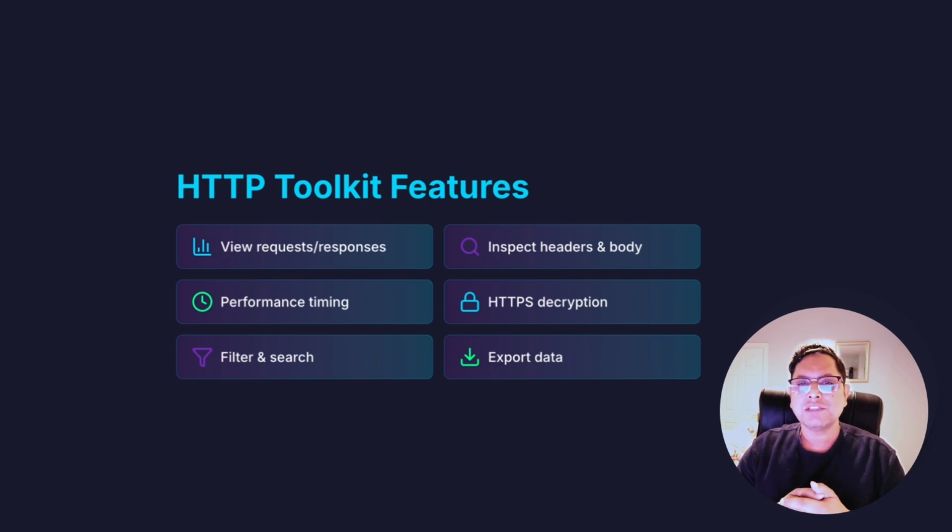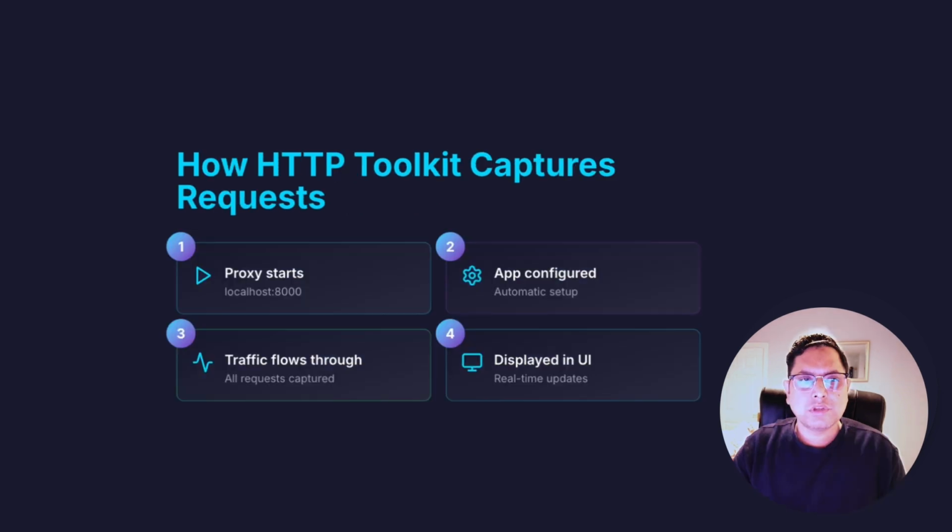Performance timing. We can identify the bottlenecks and optimize the response times. And then HTTPS decryption built in. It means we can troubleshoot secure connections. We don't need to put any extra efforts for the HTTPS connection. Filter and search. Quickly find what exactly happening in hundreds or thousands of requests. And export our data. That means we can save, we can share, we can analyze the complete capture traffic data to anyone.